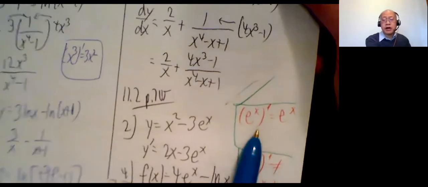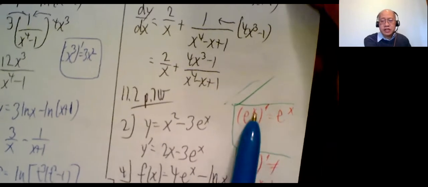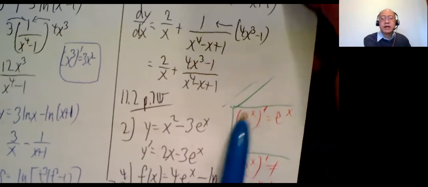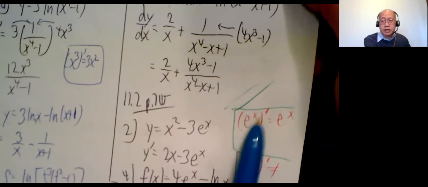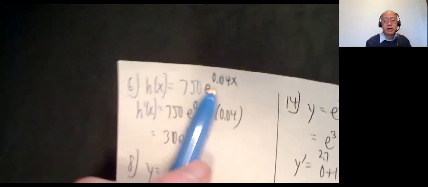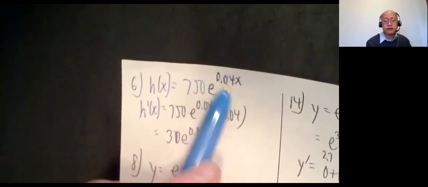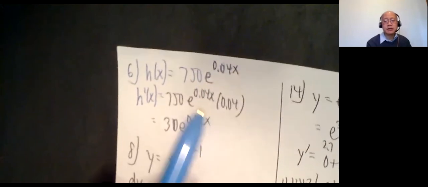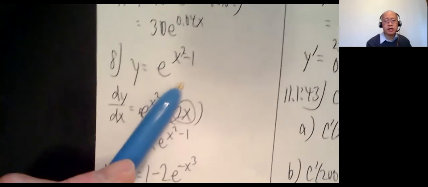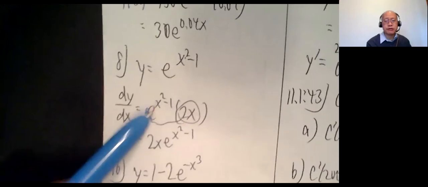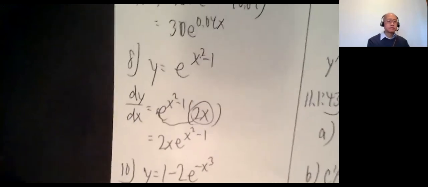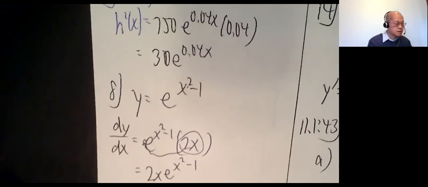Okay, so one more time. If you have just e to the x, e to the x prime is e to the x. If you have e to something more complicated, the derivative is the same thing, but then times the derivative of whatever that exponent is. Okay, so like this one, right? You copy the e to the 0.04x, but then it's times 0.04. Here you copy the e to the x squared minus 1, but then it's times 2x, which is the derivative of x squared minus 1. Chain rule. Okay.